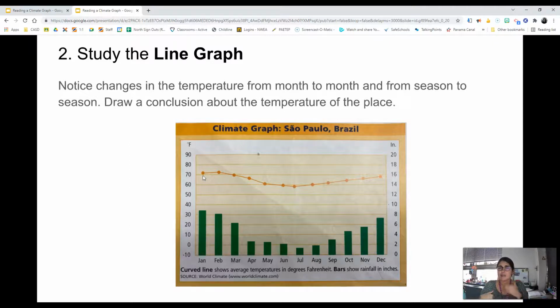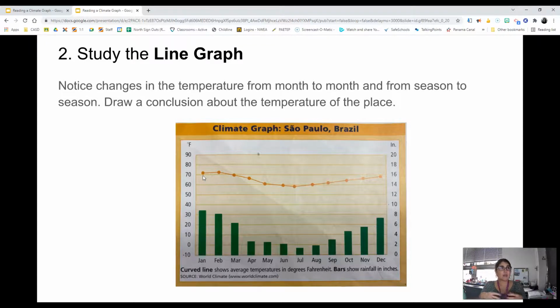Think about us. Think about the United States. When is our hottest month? Our hottest month is usually July. Our coldest month is usually January, our winter months. And we live in the northern hemisphere. So knowing that about us, that our coldest month is January and our warmest month is July, but São Paulo, their coldest month is July and their hottest month is January.